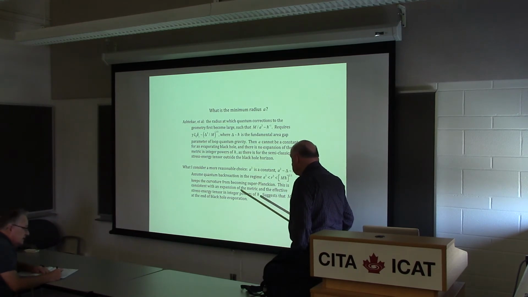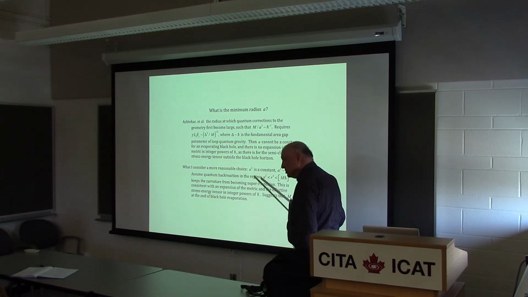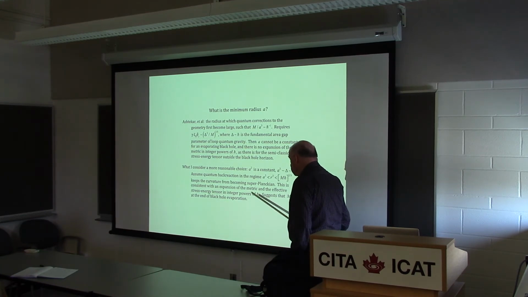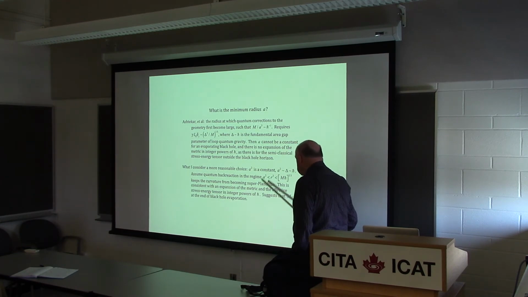I'm just going to say that the metric evolves in such a way that the curvature never does become super Planckian. It just becomes Planckian and stays Planckian from this radius all the way down to the Planck scale radius. You can do that by choosing how the metric depends on R in the right way.